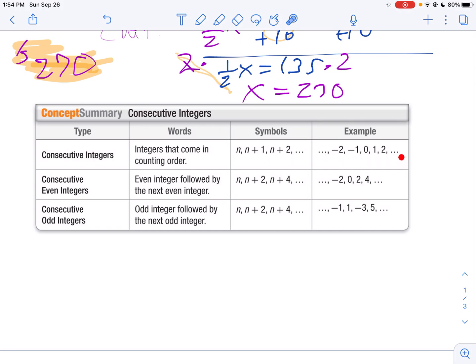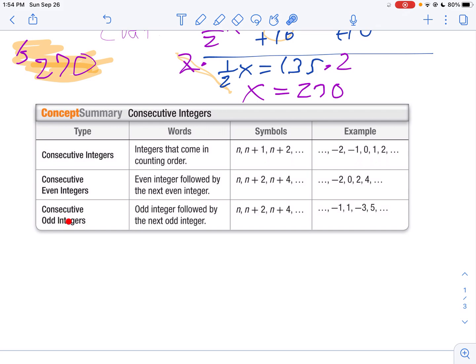Notice they're 1 apart. So what I'll do is I'll let the first number be n. For the second number, I'm going to add 1 more to that. The third number, 1 more to that, and so on. So n, n plus 1, n plus 2, n plus 3, n plus 4, and so on. Consecutive even integers would be like -2, 0, 2, 4, 6, 8, 10, and so on. Notice they're 2 apart. So when I represent them in symbols, I'm going to use n, n plus 2, and n plus 4.